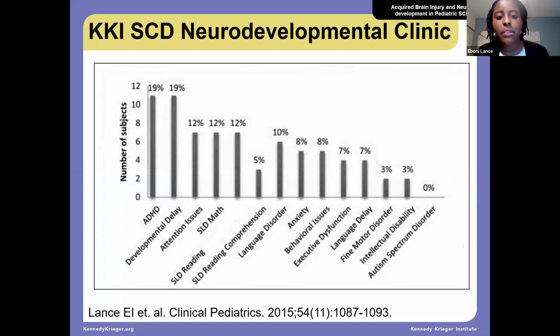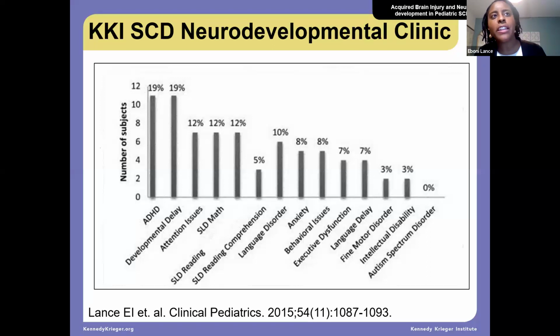And so a couple of years ago, we did take a look at the different neurodevelopmental disorders that we were seeing in our sickle cell clinic at Kennedy Krieger. The most common diagnosis we were seeing was ADHD and developmental delay. That was followed by attention issues, which was actually subclinical ADHD. So patients reporting attention issues, but that didn't quite reach the threshold of ADHD. Then we saw patients with specific learning disabilities in math and reading.